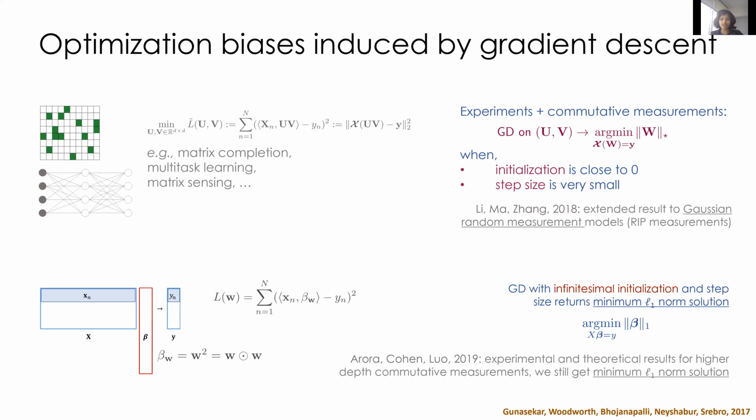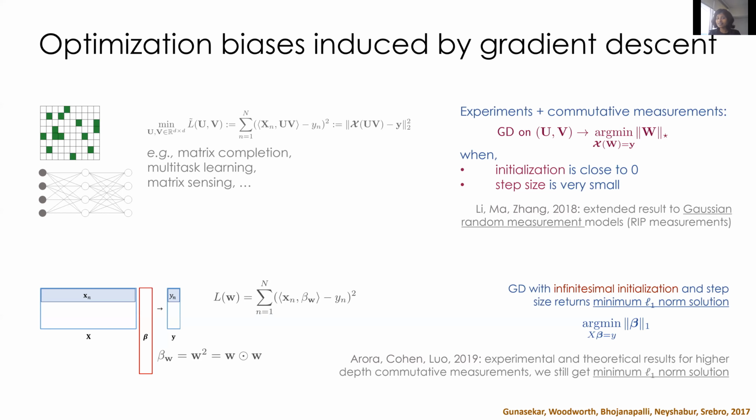So this is kind of interesting from an understanding point of view. I just want to clarify that many of the time, these optimization algorithms are not necessarily the best. If you want minimum L1 norm solution, there are better optimization algorithms to achieve minimum L1 norm solution.